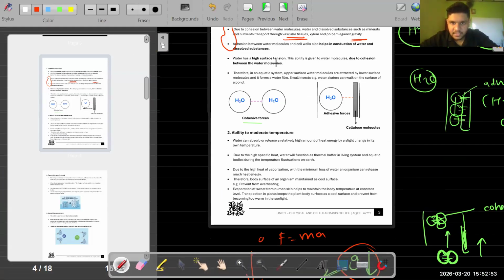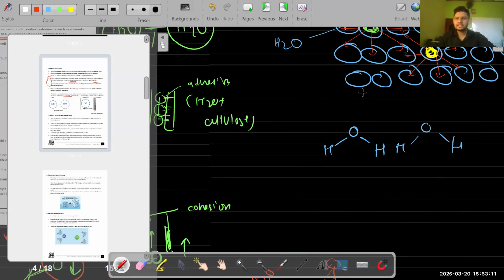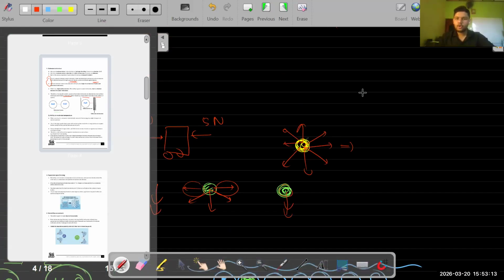Water has high surface tension. This ability is given to water molecules due to cohesion between water molecules. Therefore, in an aquatic system, upper surface water molecules are attracted by lower surface molecules, and it forms a water film. Small insects like water skaters can walk on the surface of a pond. Have you seen some insects? Those insects can walk on water.